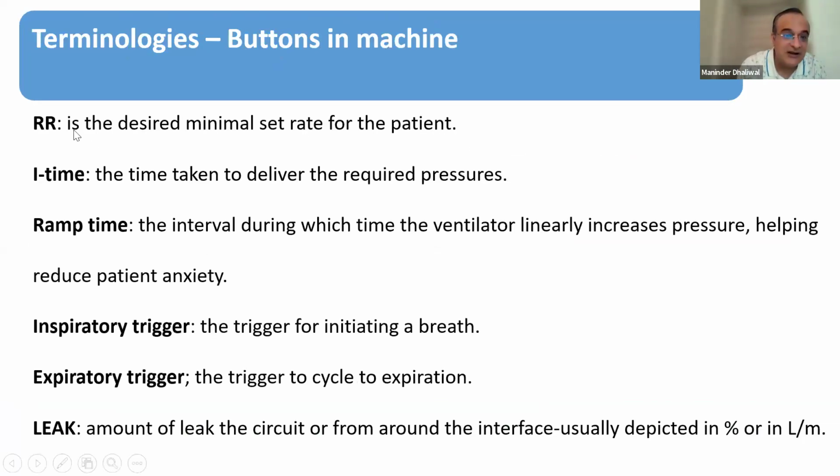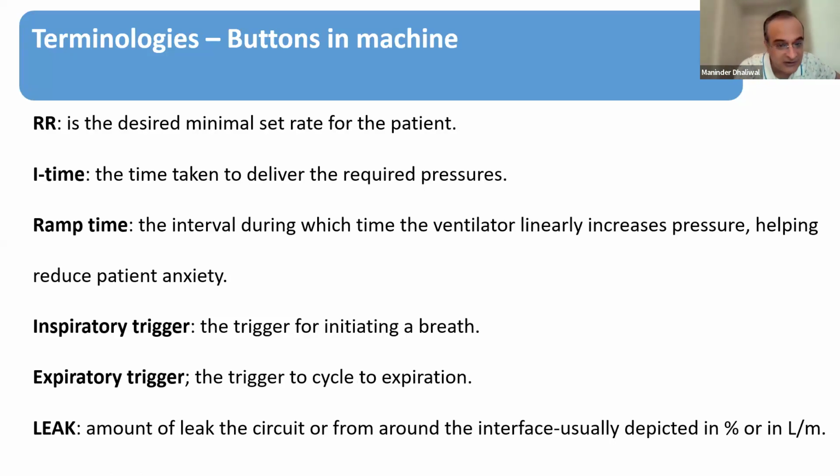There is also a respiratory rate. If the patient is not breathing or is breathing less, then you can fix the respiratory rate, and you can fix the TI, how much time inspiration lasts. The ramp is how the breath should be given. If it is a high ramp, the patient will have a lot of anxiety and will fight the ventilator. With a slow ramp, he would like the breath to be given slowly to him.